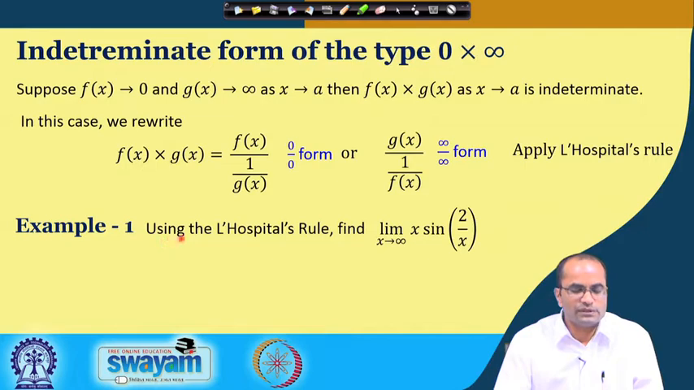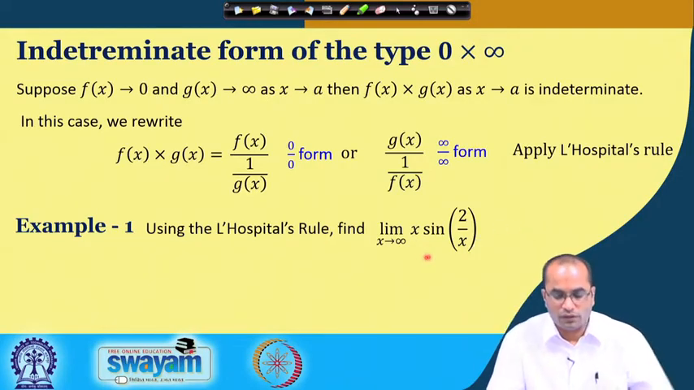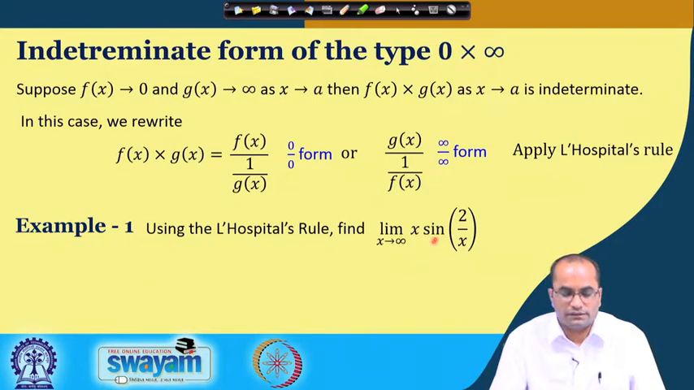So, let us take a simple example here. We want to apply the L'Hopital rule to the problem: limit of x sin 2 over x as x goes to infinity. Here x goes to infinity and sin 2 over x goes to 0, since 2 over x goes to 0. So, this is the infinity into 0 form. We will use the idea discussed above, that we can make it either 0 by 0 or infinity by infinity form.